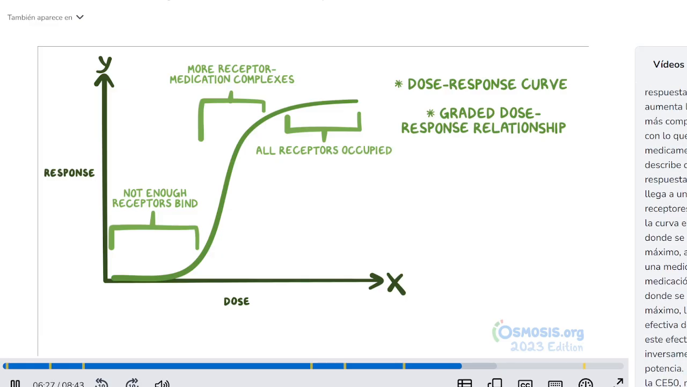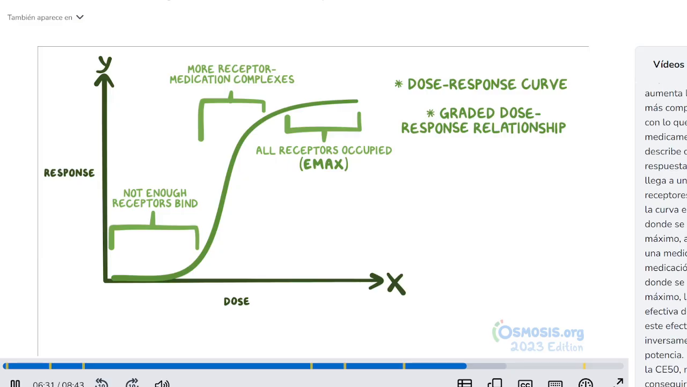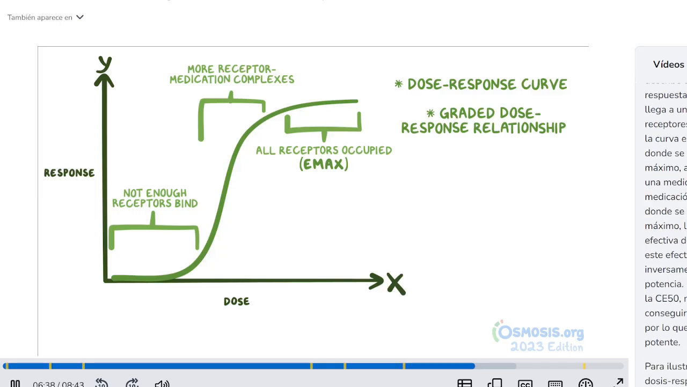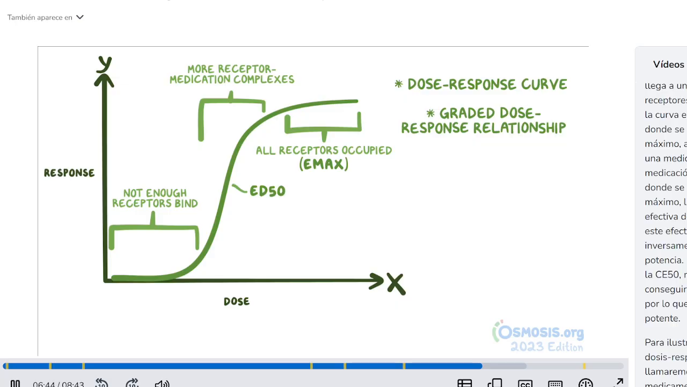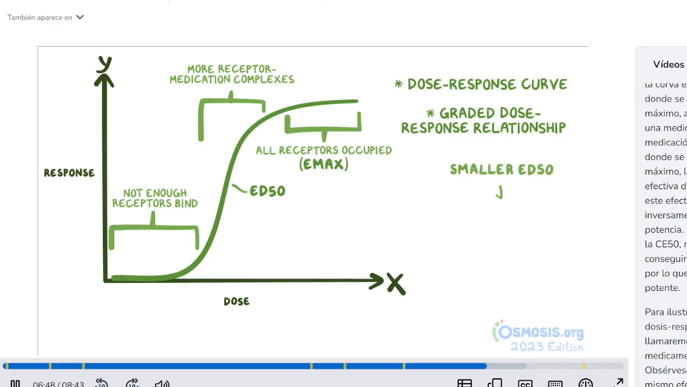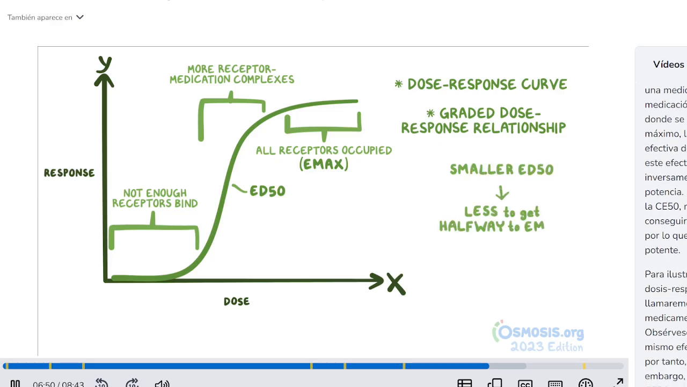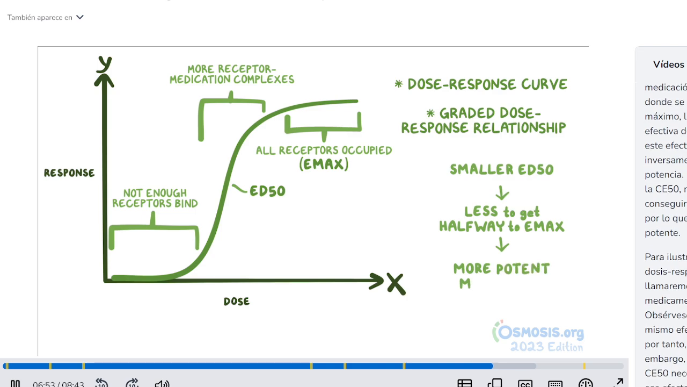Eventually, we reach a point where all the receptors get occupied, so the curve starts to flatten out. This is where the maximum response or effect, abbreviated as Emax, is achieved, which is a measure of the medication's efficacy. Now, if we move to the point where 50% of the maximum effect is produced, the effective dose of the medication producing this effect, known as ED50, marks its potency. So the smaller the ED50, the less it takes to get halfway of the maximum effect, so the more potent that medication is.